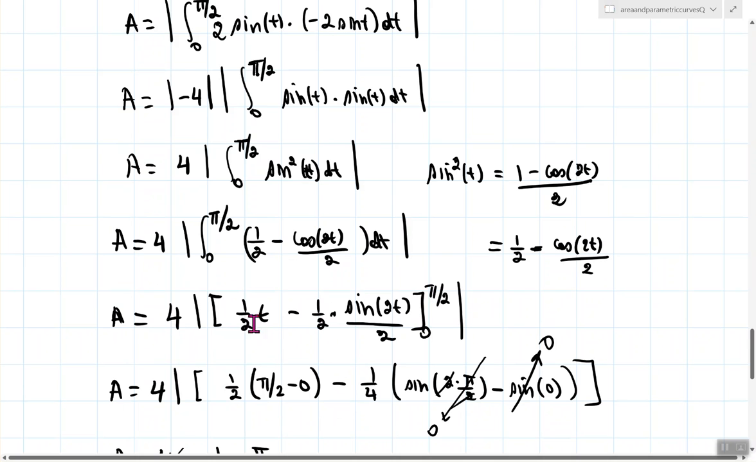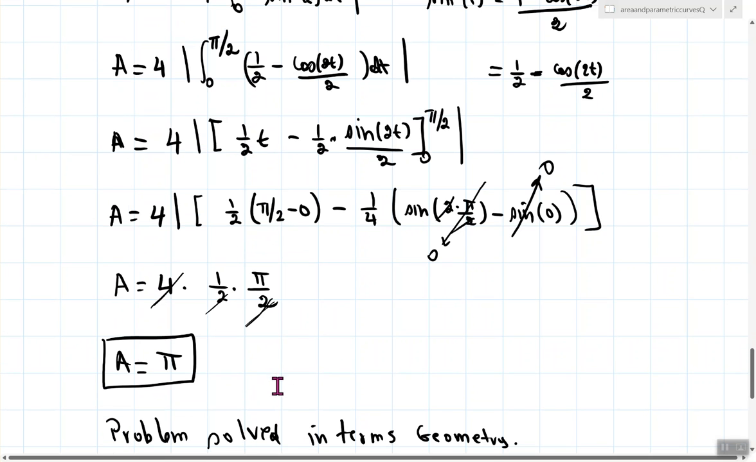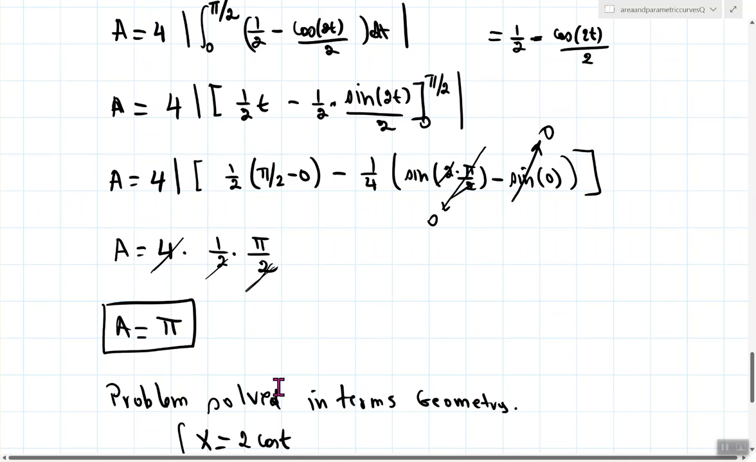Then we evaluate the first expression at pi over 2 minus evaluated at 0, minus 1 over 4 times sine of 2t evaluated at pi over 2 minus the same evaluated at 0. Sine of 0 is 0. Sine of pi is 0. So this is 0, and the contribution comes from here. So 1 over 2 times pi over 2 gives us pi over 4, times 4 gives us pi. So this is the area.